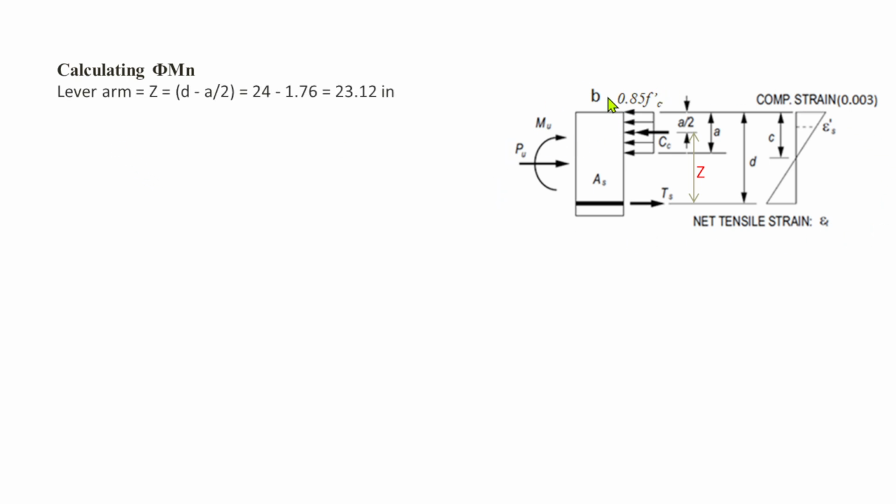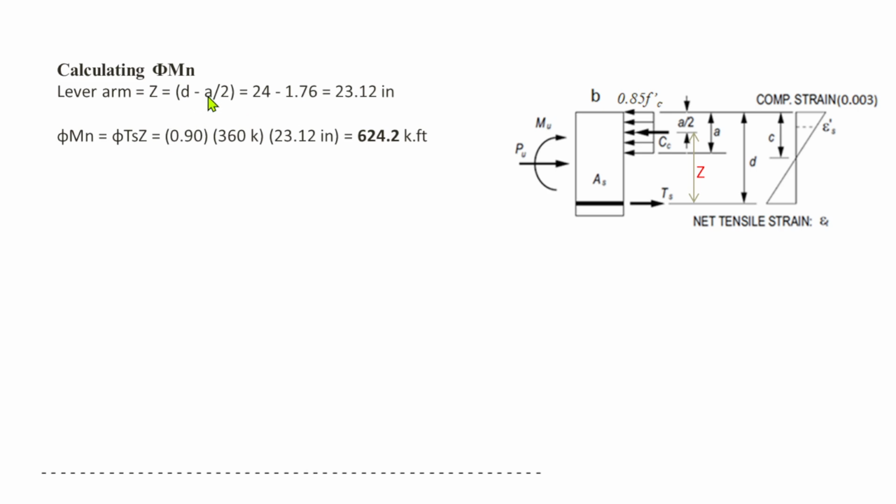So we have here in this diagram, we need to determine the moment arm from the steel to the centroid of the compression block. The compression block centroid is A/2. So we have already determined the A, so we can readily get the value of the moment arm, D minus A/2. So the moment is equal to phi times T times the moment arm. If you sum moment from the centroid of the stress block here, you will get this moment arm, then you will come up with this equation. Substituting all these values, 0.9 times 360 times the moment arm 23.12 is equal to 624.2, and that is our design strength of the beam.